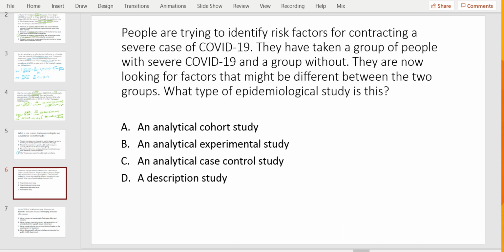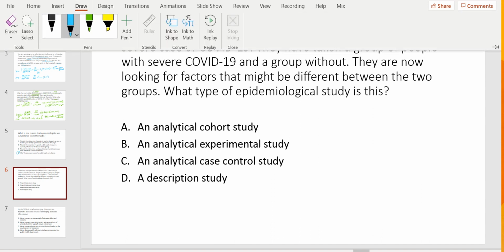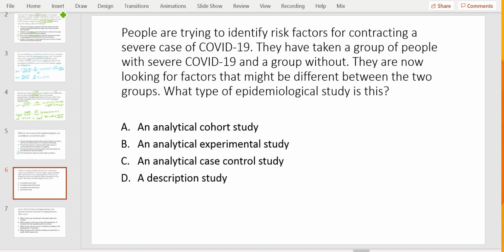Analytical epidemiology is then being able to look at those descriptive numbers and try to study them. So to try to actually answer questions, why is this happening more often in one population than another? And what risk factors might someone have? Those are then analytical studies, and there's a couple different types of those which we're going to figure out looking at this problem. So this problem says we're trying to identify risk factors for contracting severe COVID-19. Taken a group of people that have severe COVID-19 and a group without.